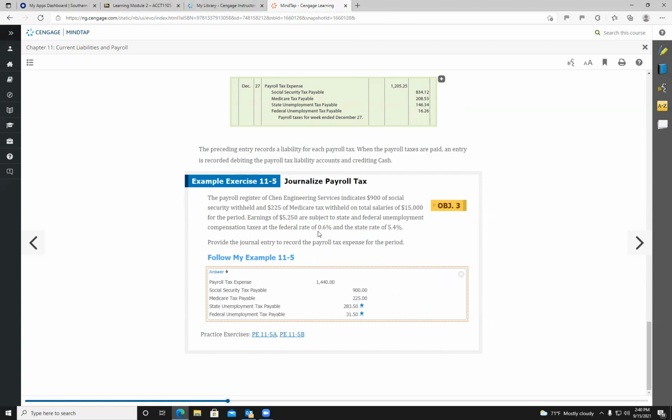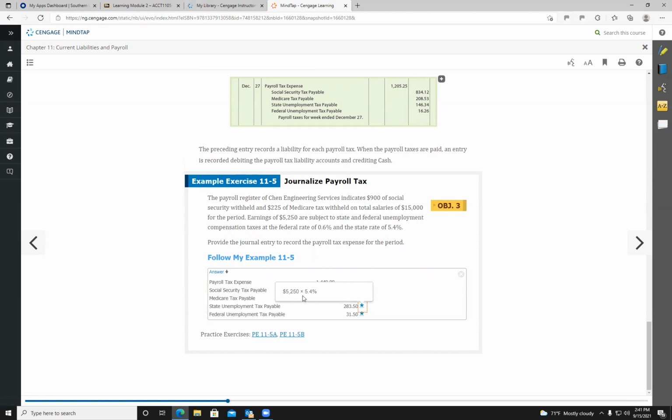So they basically gave you the earnings of 5,250 that are subject to the state and federal unemployment. Okay. So it told you that only 5,250 are subject to the state and federal unemployment. So you would do the 0.6% against this amount. And that's how we came up with this entry, and the 0.54% against this amount. And that's how we came up with this entry. So that's how these were calculated out.